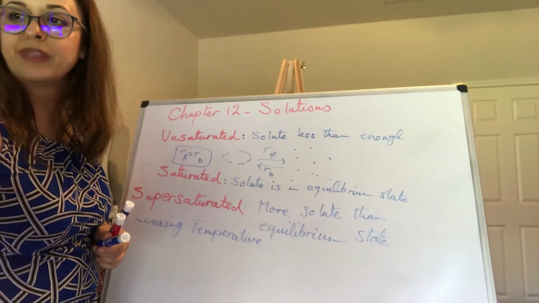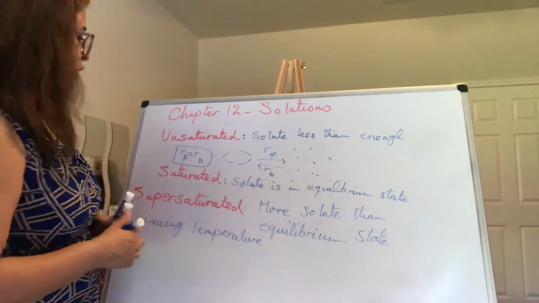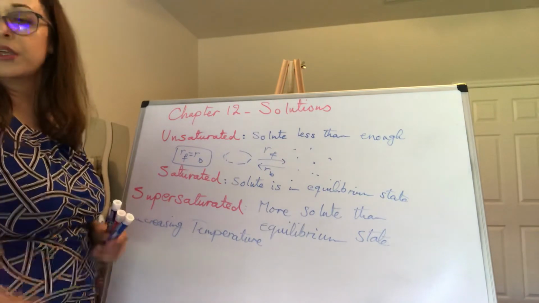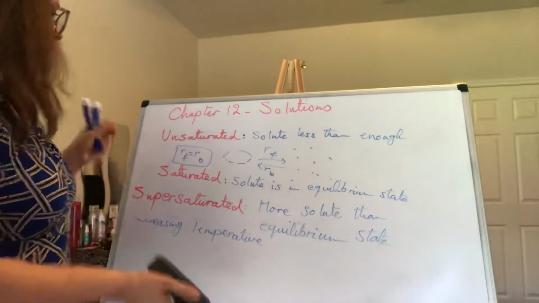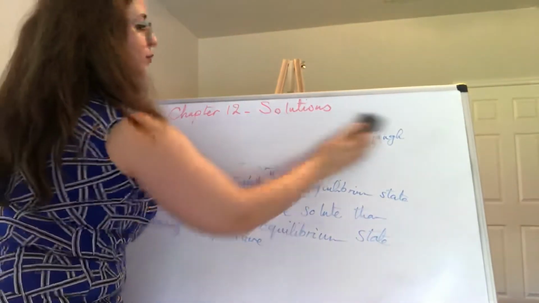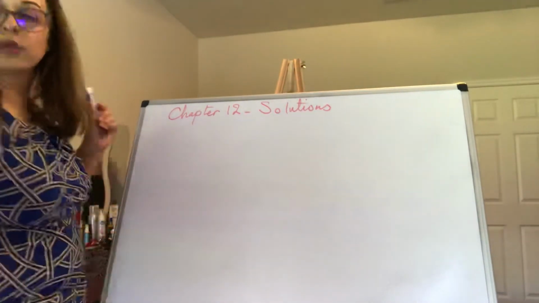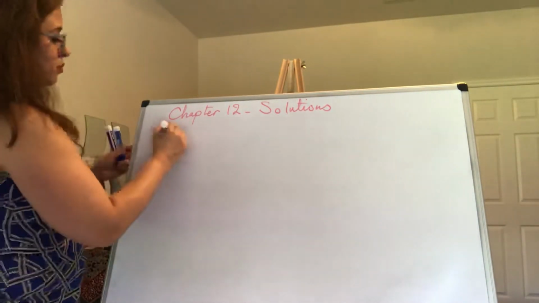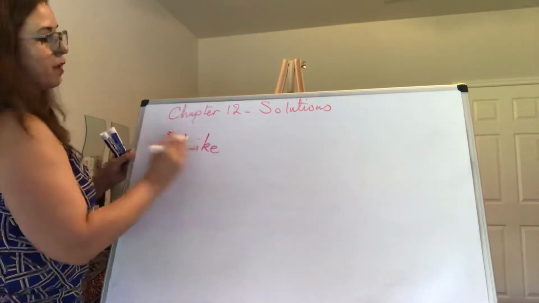So that's about the solubility and saturated, unsaturated solutions. Another thing you need to know about solubility: solubility is the amount of solute that you can dissolve in the solvent. You must keep this golden rule in mind.